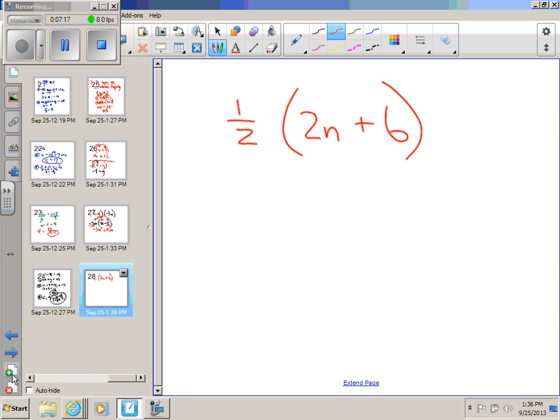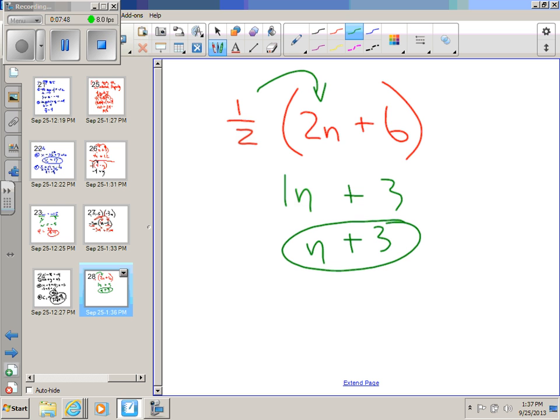Now don't freak out. See a fraction. It's okay. Distributive property. 1/2 times 2n. First of all, there's no variable portion on the outside. So then n is going to stay n. But what's half of 2? Yeah. 1 what? What's half of 6? Positive 3. 1n plus 3, or quite simply, n plus 3.